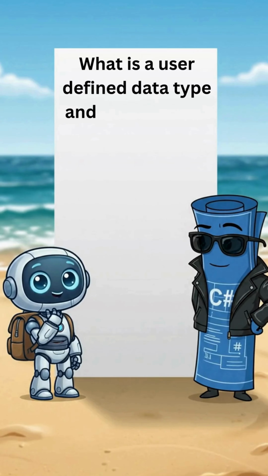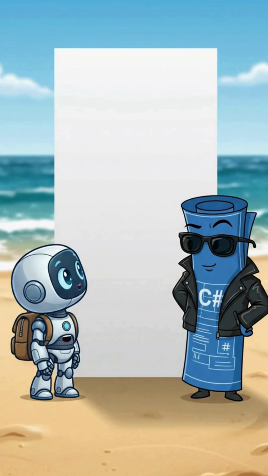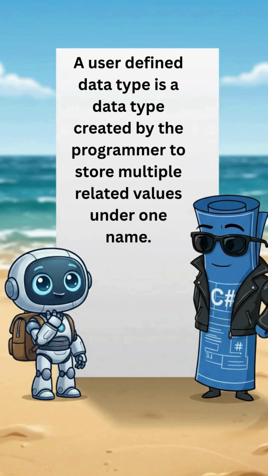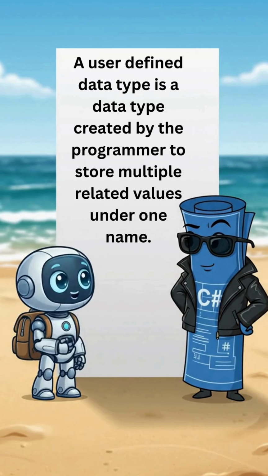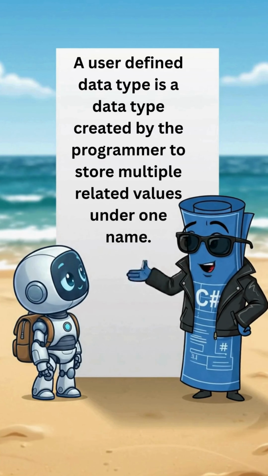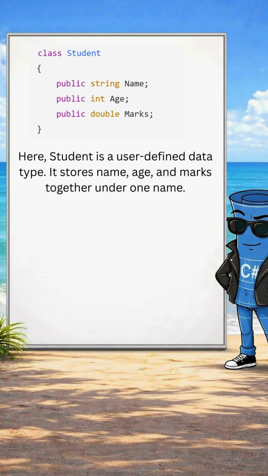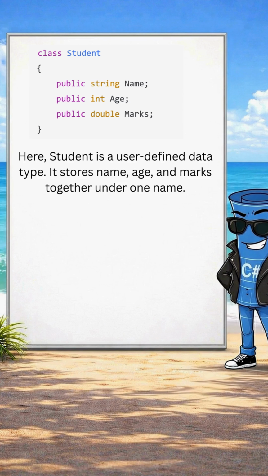What is a user-defined data type and why do we need it? A user-defined data type is a data type created by the programmer to store multiple related values under one name. Let's understand this concept through a simple example. Here, student is a user-defined data type. It stores name, age, and marks together under one name.